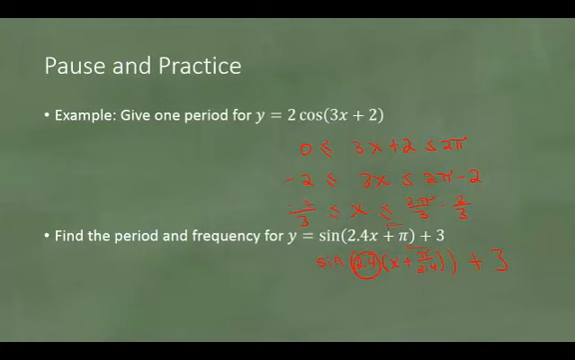But yeah, the period is going to be what? 2 pi over 2.4. We don't have to simplify that now. The frequency is the reciprocal, 1 over the period, or 2.4 over 2 pi. And we're done. You're now ready to start homework section 8.1.